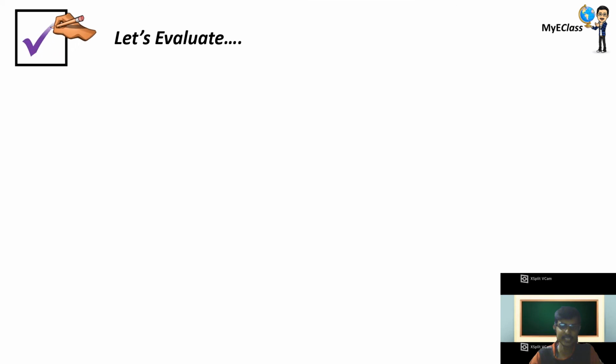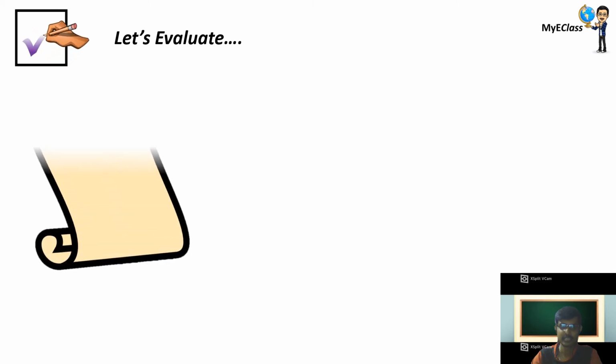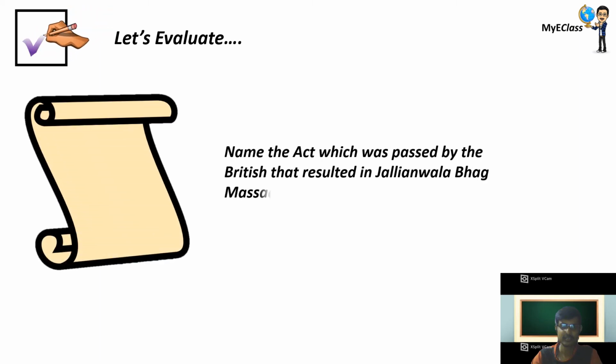This is how the WH method is to be applied while studying and revising a concept. And it's my suggestion, always end up your study or revision by evaluating yourself about the comprehension of the concept. Now it's time to check your comprehension about the concept Jallianwala Bagh massacre. Please answer the question and revise the concept. Can you name the act which was passed by the British that resulted in Jallianwala Bagh massacre?